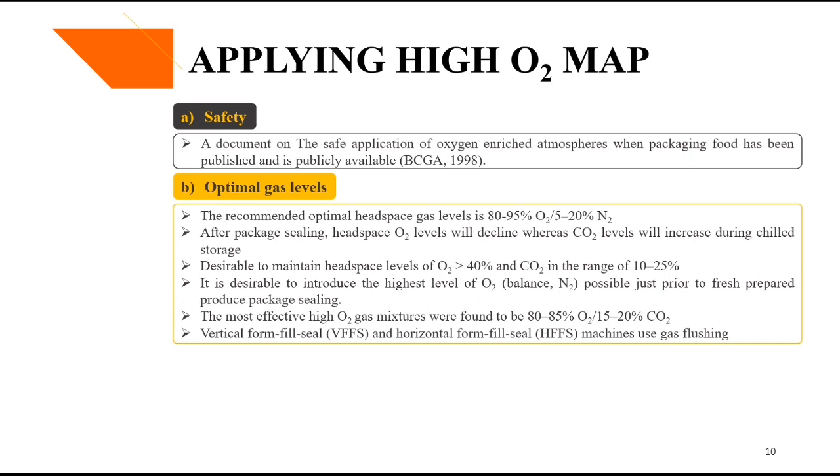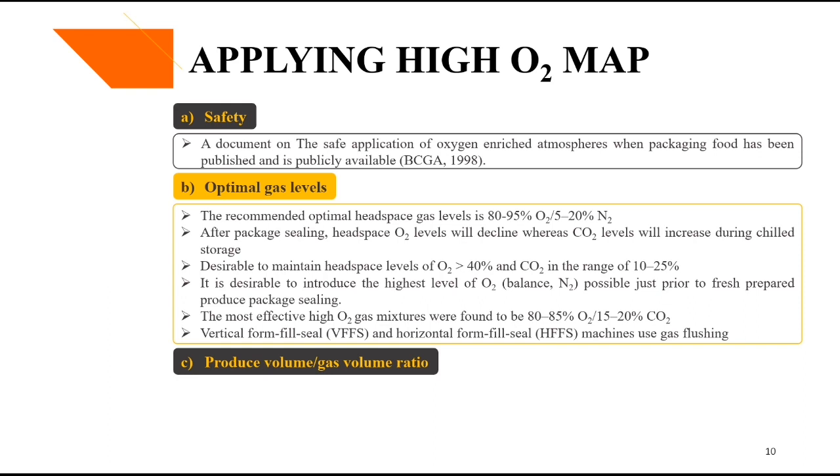This can be achieved by lowering the temperature of the storage. Also, it is desirable to introduce the highest level of oxygen possible just prior to sealing of the prepared produce. And according to the results of the controlled atmosphere storage experiments, the most effective high oxygen MAP gas mixture was found to be 80 to 85% oxygen and 15 to 20% carbon dioxide.